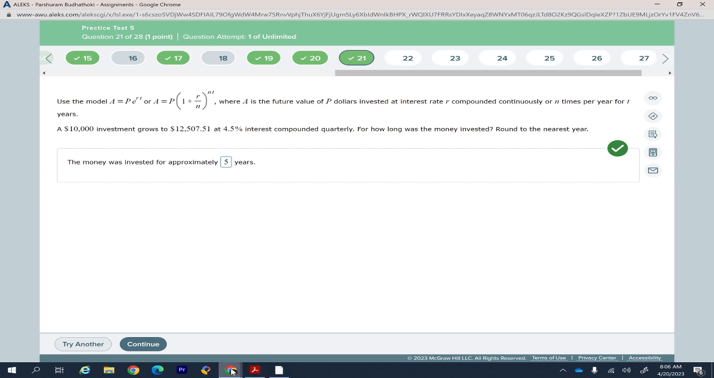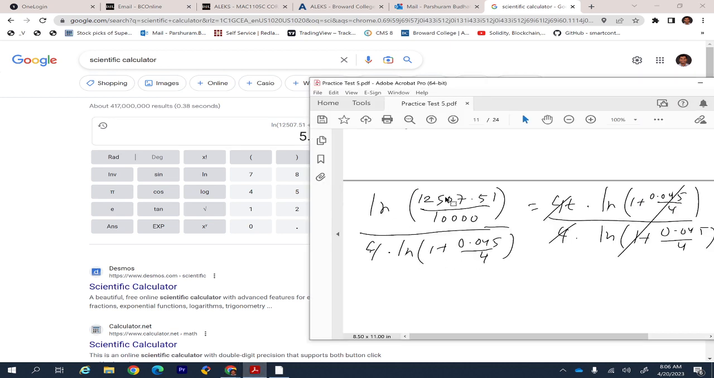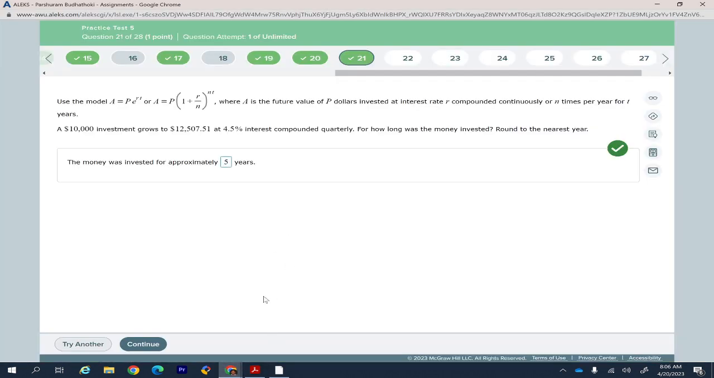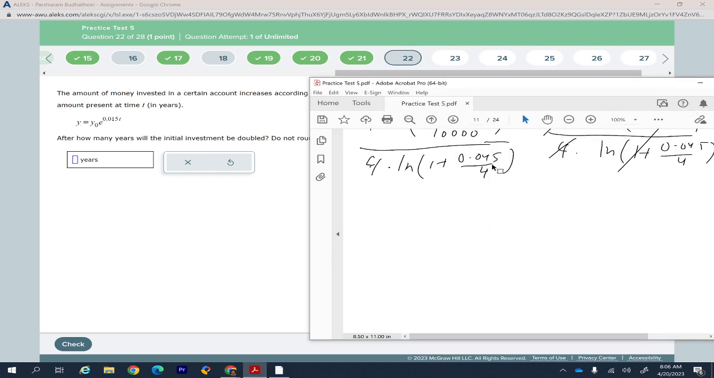Okay? The tricky part here is how to use your calculator. If you don't know how to use your calculator, then you have to spend some time on it. Type this thing properly. So that's your question number 21. 22, one more time, this is exponential equation. You have to find the value of t, plug the value of y and y0, and then for this particular problem, I'm going to give you what is y and y0.